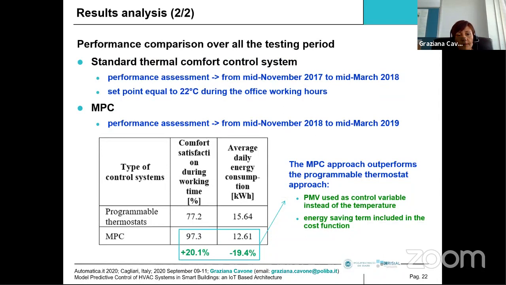As you can see in the table, we consider as performance indicators the comfort satisfaction during the working time and the average daily energy consumption. In both cases, we have that the MPC approach outperforms the programmable thermostat approach. In effect, we have an increase of the comfort satisfaction of 20%, more or less, and a reduction of the energy consumption of almost 90%. The PMV, of course, in this case is used as control variable instead of the temperature, and the energy saving term is included in the cost function.